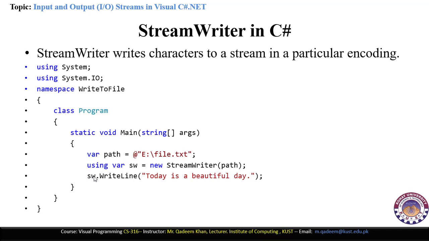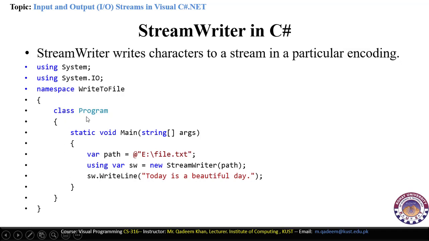StreamWriter is responsible for writing files on the hard disk or on a certain channel. First we have the packages here, using System.IO. The System package is for Console.WriteLine. Similarly, the System.IO package is for StreamWriter here. Now we have the namespace. Write files is a namespace which consists of multiple classes.